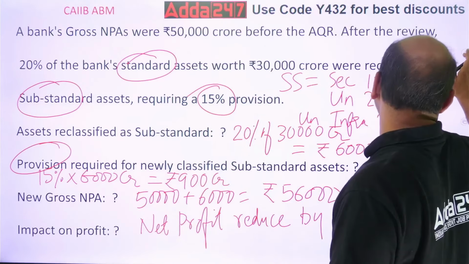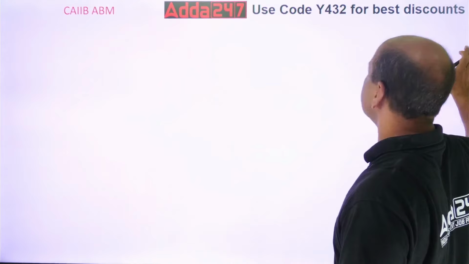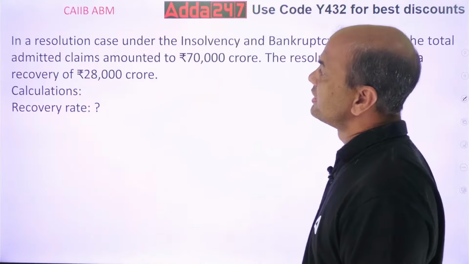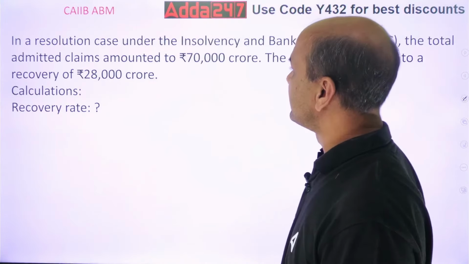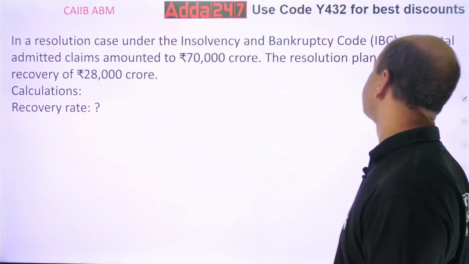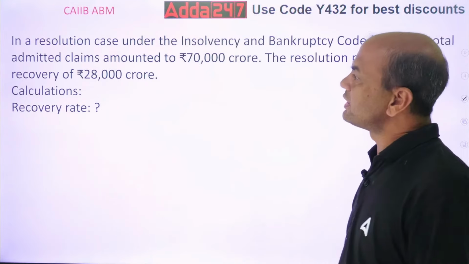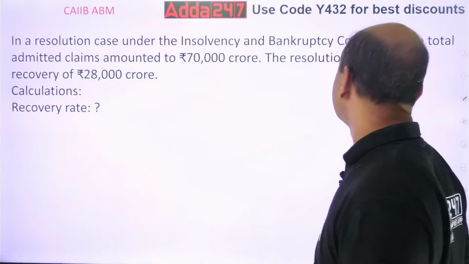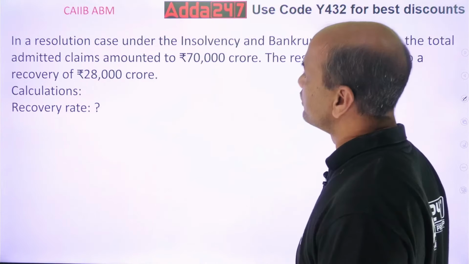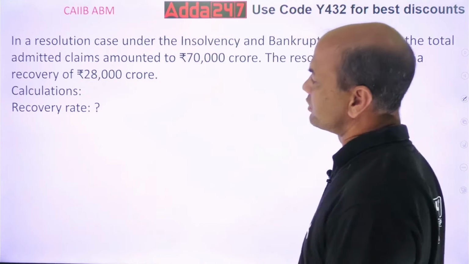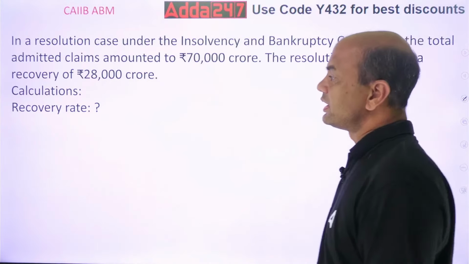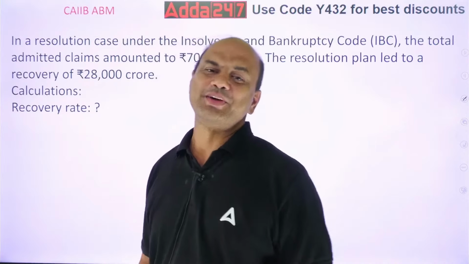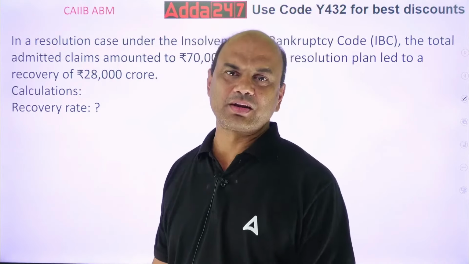Classification. NPA, stressed assets is a huge topic. In a resolution case under the Insolvency and Bankruptcy Code, the total admitted claims amount to 70,000 crores. The resolution plan led to a recovery of 28,000 crores. So calculate the recovery rate. Very simple numerical.